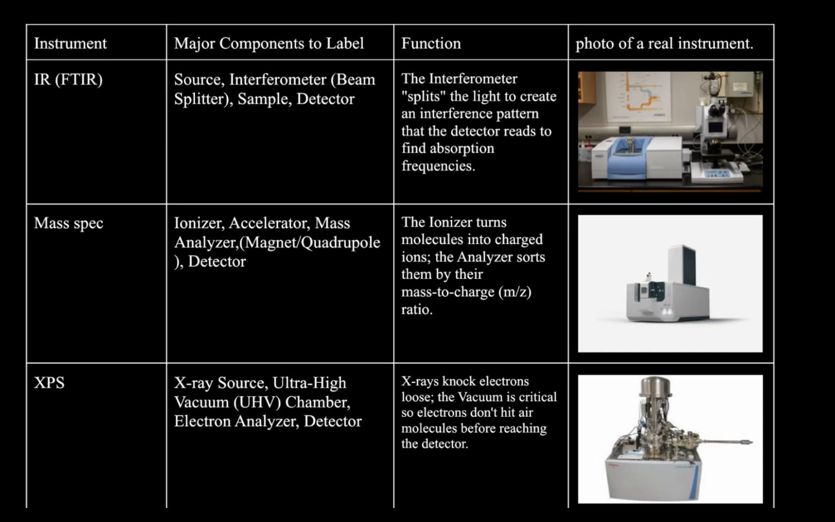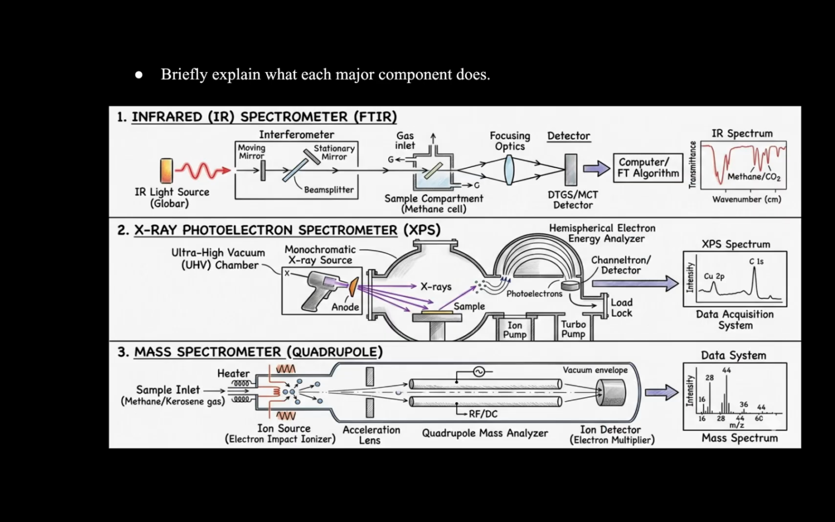The instrumentation and comparison. To get this data, we use three distinct instruments. The FTIR uses an interferometer to process all frequencies at once. The mass spec uses a vacuum and a magnetic or quadrupole analyzer to sort ions, and XPS requires ultra-high vacuum so the ejected electrons don't crash into air molecules before hitting the detector.